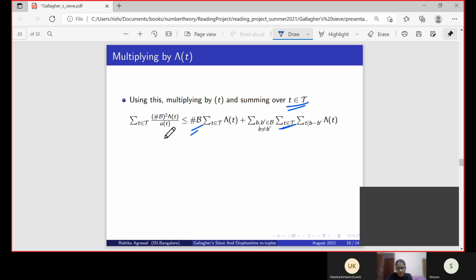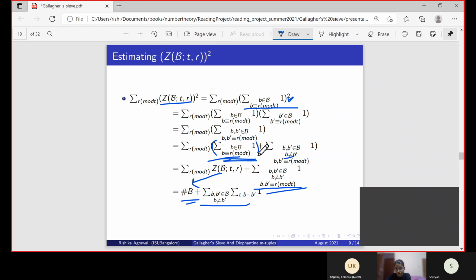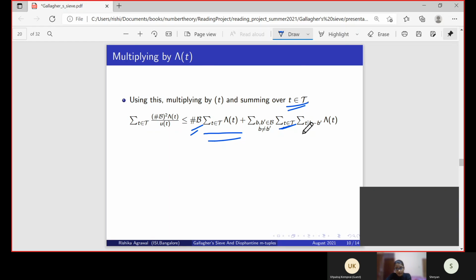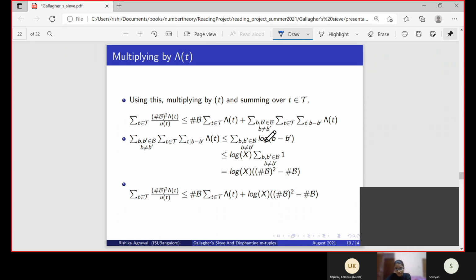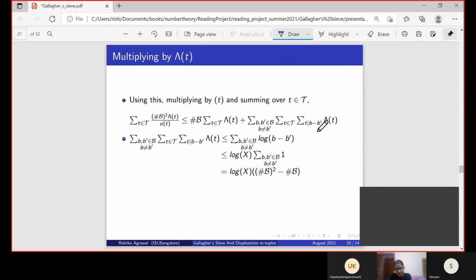So now the first inequality looks more or less like what we want to achieve. Looking back at the theorem, we had the von Mangoldt function in our theorem. We had size of B. We also had u of t. So what we really want to get rid of is the second term. Okay, so now we'll try to estimate the second term.